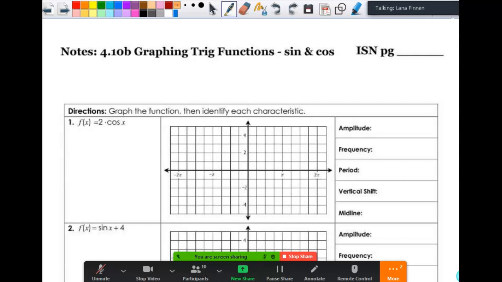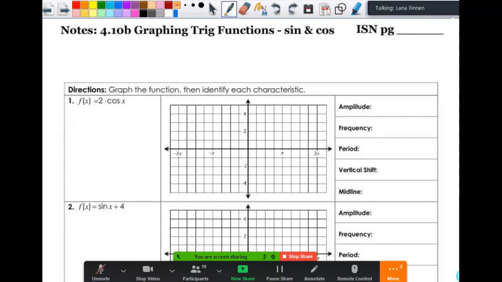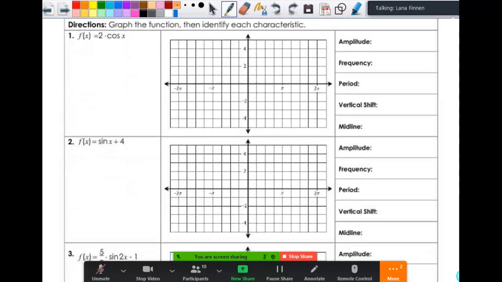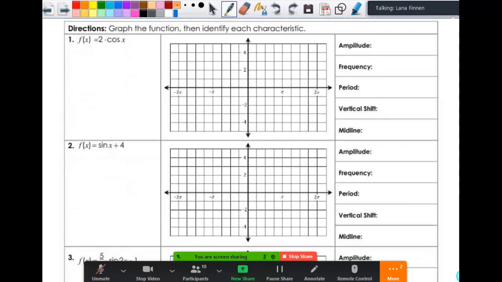So we're going to graph these. Today's assignments in Delta Math, but you're all also going to have to graph them on paper or in Cami in a couple of days. The directions say to graph the function, then identify each characteristic, but truly, I shouldn't have written it that way. You need to identify those so that you can graph them.